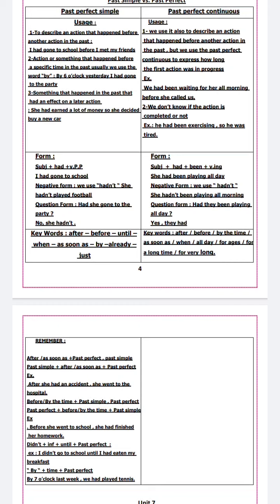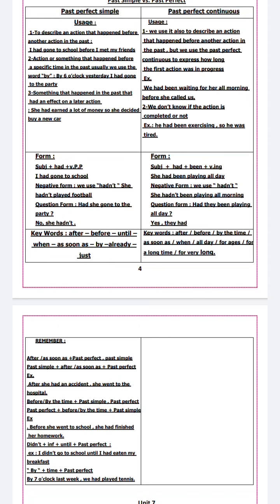Let's have an example. I had gone to school before I met my friends. So the first action I did is I had gone to school. Later on, I met my friends. But the two actions already are in the past. I had gone to school in the past, and I met my friends also in the past.